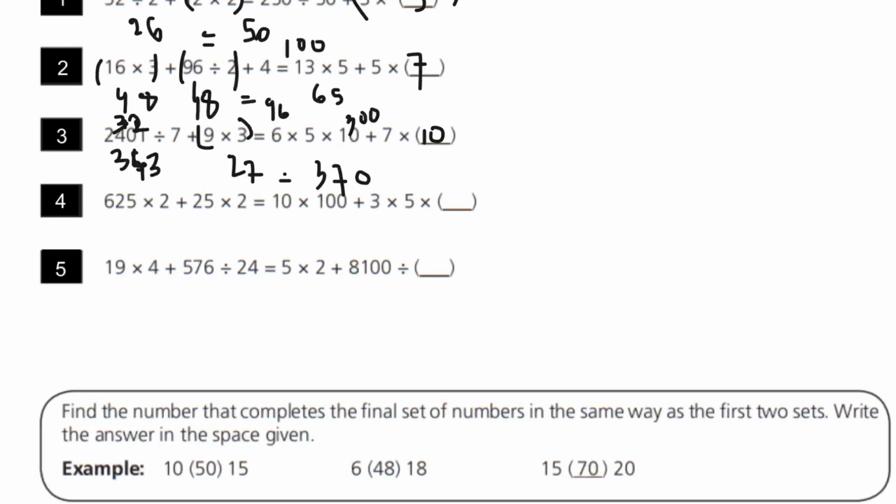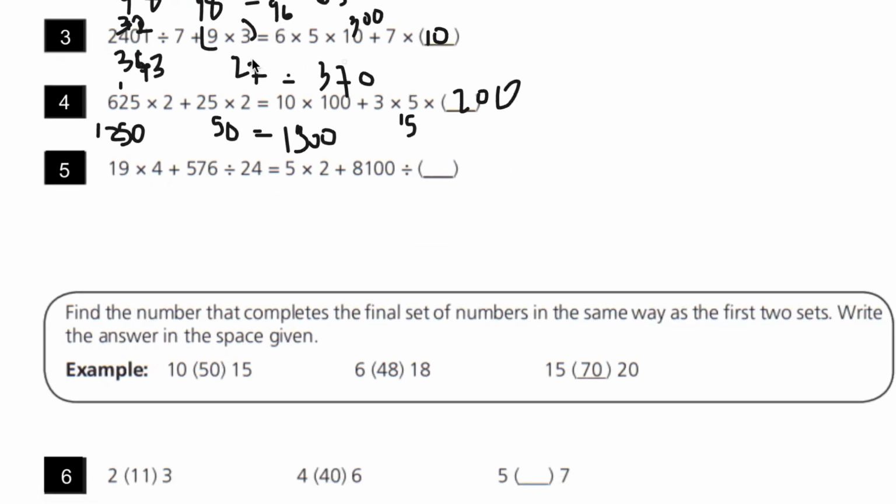Question number 4, we can do 625 times 2. So this bit is going to be 50, and times 2 is going to be 0, 1, 5, and then 1, 2, 50. 1,250 plus 50 is going to be 1,300. So 10, that's going to be 1,000 plus 15 times 20 to get 300.